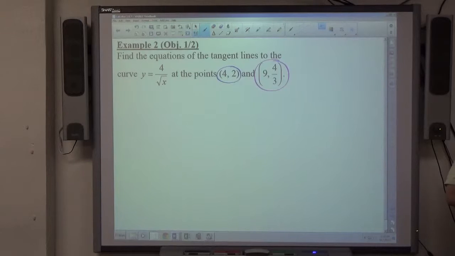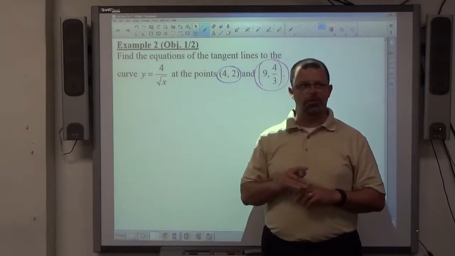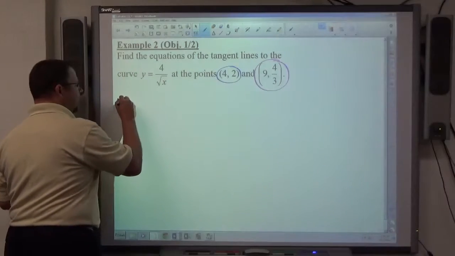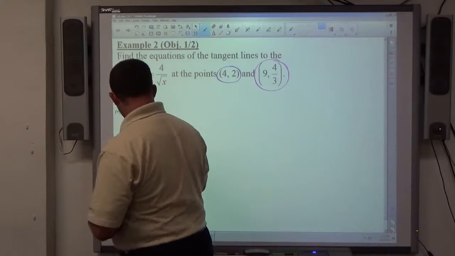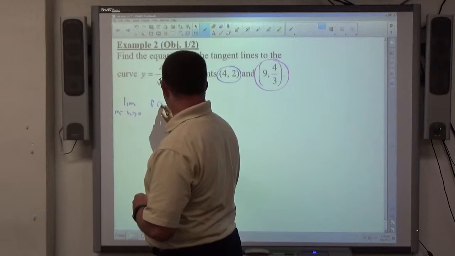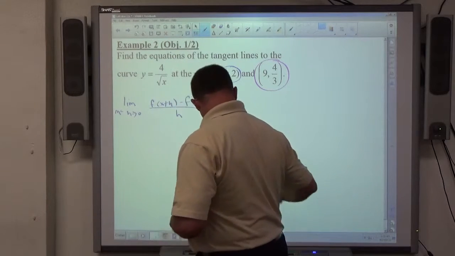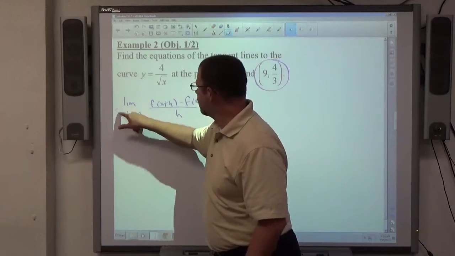What I told you on Friday is we have our formula. Did you guys prefer the delta x version or the h version? H. Most people do. So let's go with the h version of the formula. It tells me the slope equals the limit as h approaches 0 of f of x plus h minus f of x, all over h. That's the slope formula for any line or any curve out there.